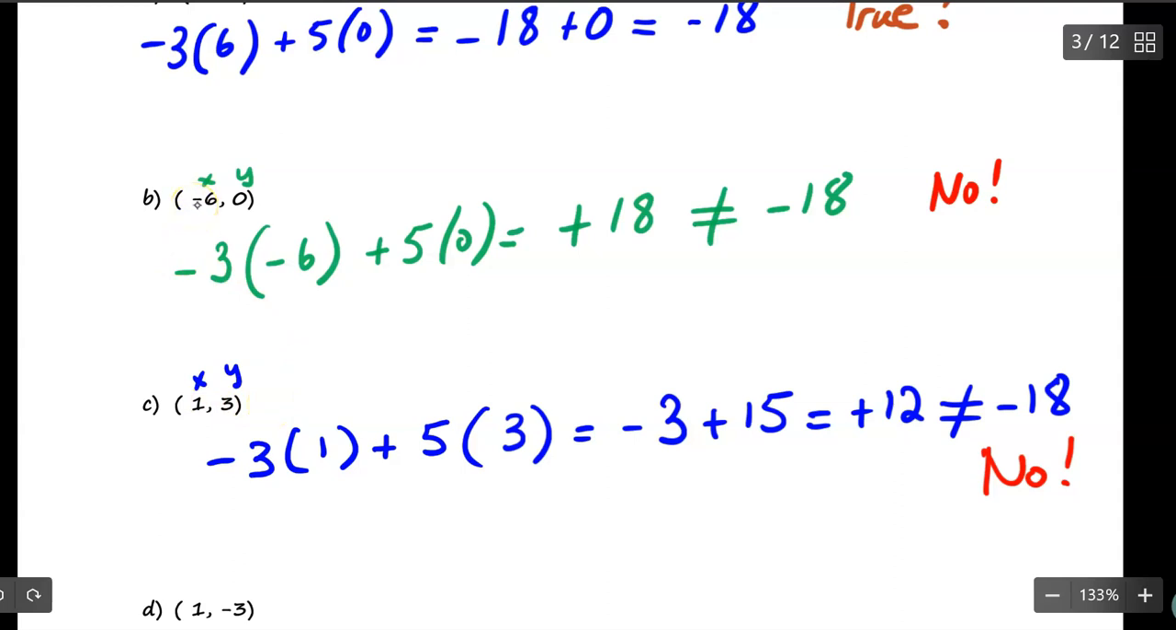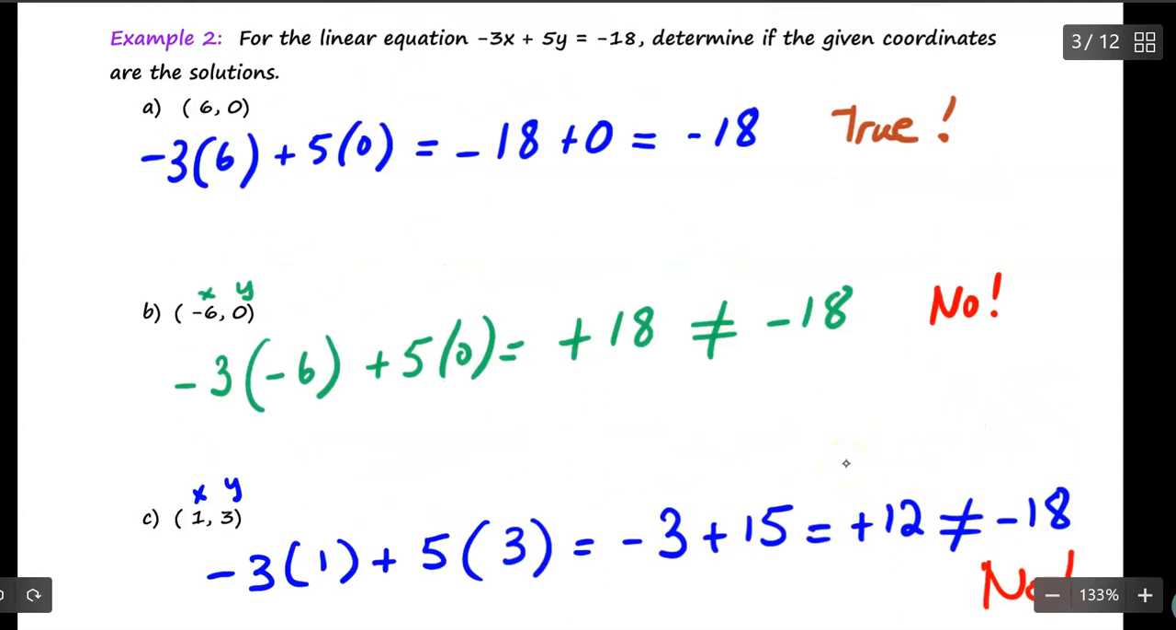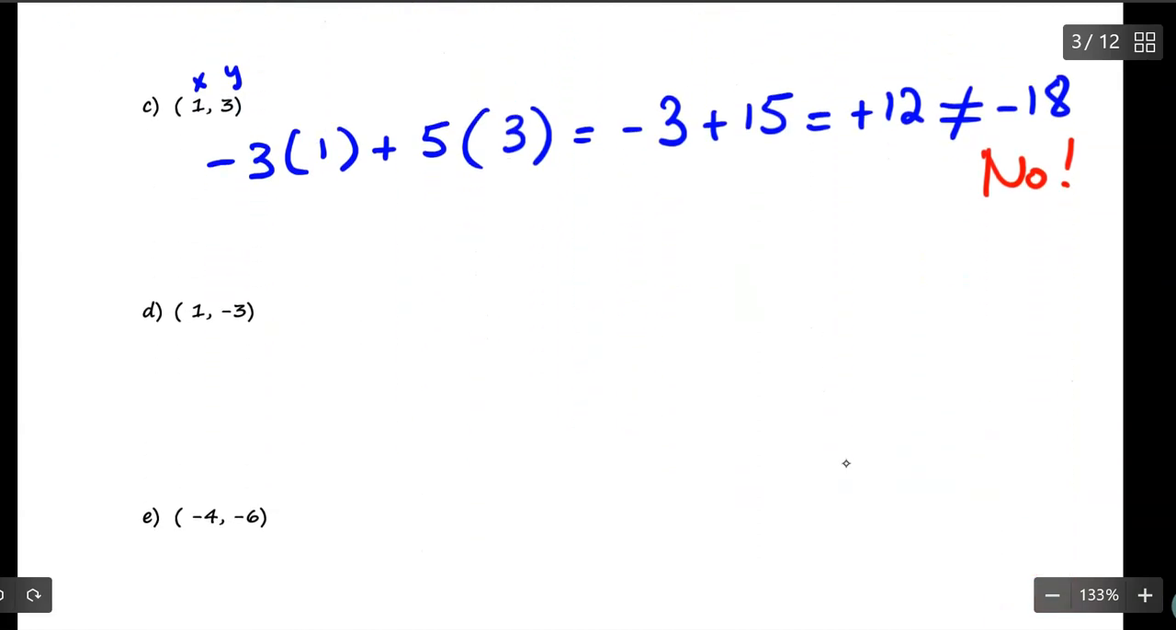This point negative 6 and 0 is not the solution for this linear equation because it doesn't prove that both sides equal to negative 18. So this one positive 18 is not equal to negative 18. This one positive 12 is not equal to negative 18. So let me circle the one that is the solution for this. So this is the solution. So that's 1.